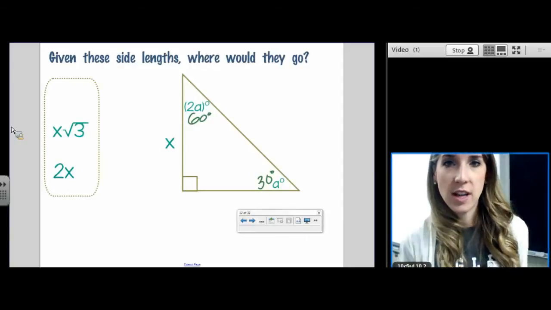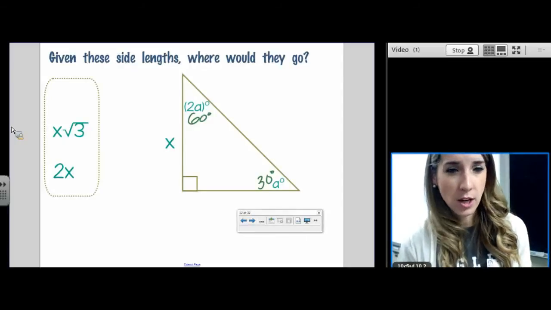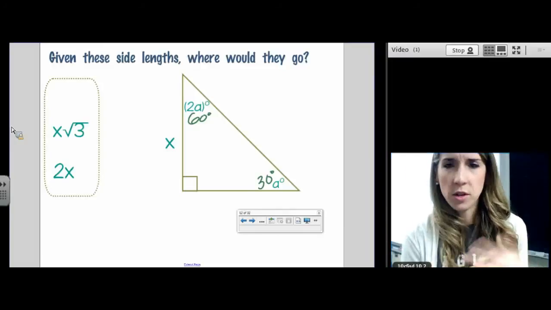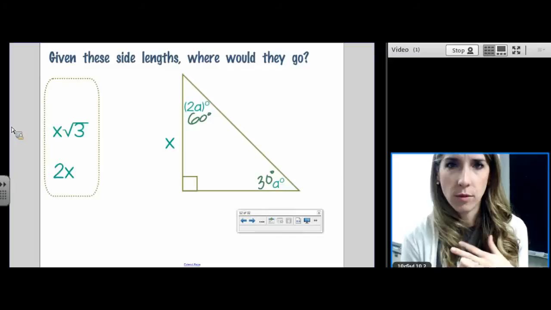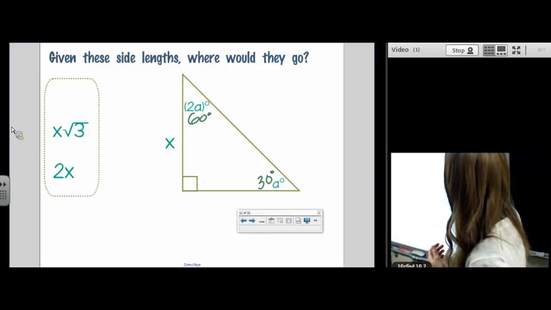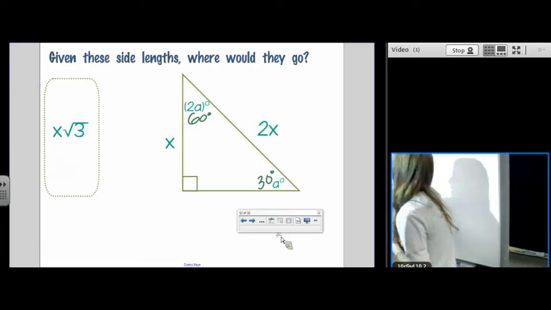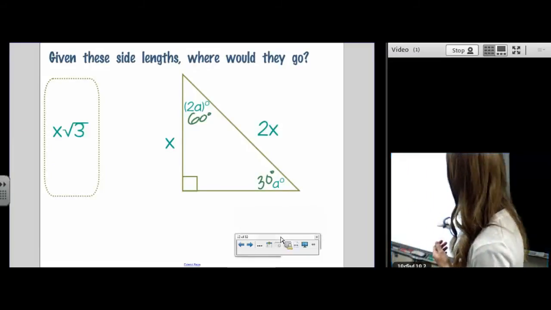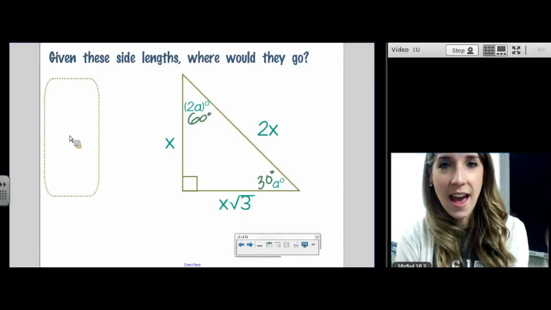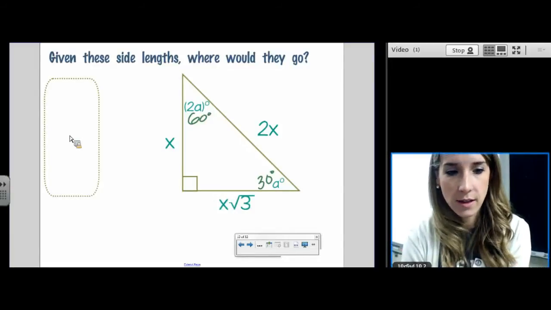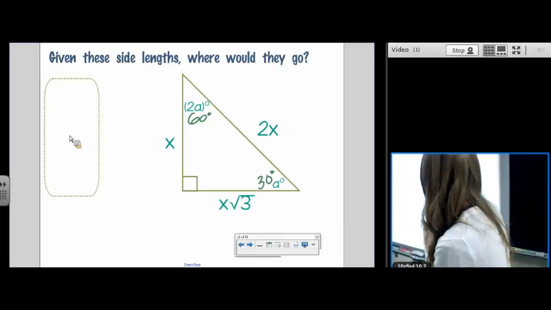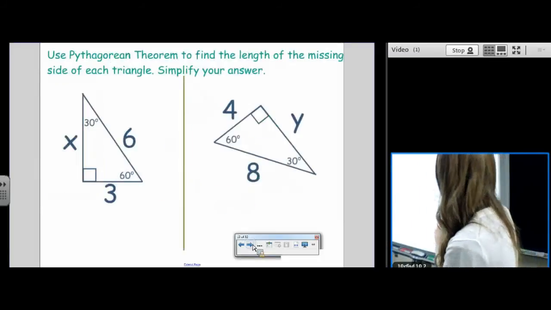What's the largest number of all of those? Because we know the hypotenuse is always the largest. Is it a bigger number to multiply by 2 or to multiply by root 3? Which one's bigger, 2 or root 3? 2 is bigger. So 2x is our hypotenuse. And then x root 3 is the side across from 60. This rule is not quite as catchy. X root 3, 2x. X root 3, 2x. That's our rule today for 30, 60, 90 triangles.